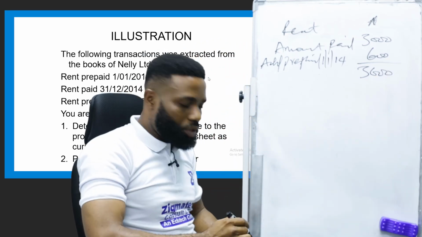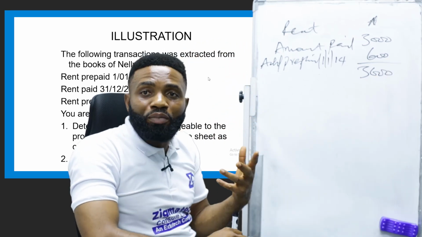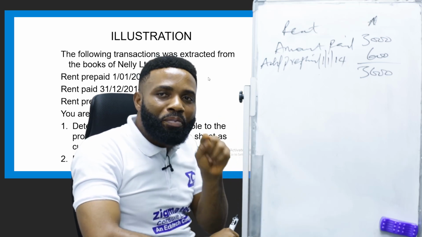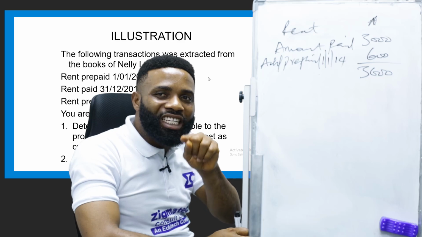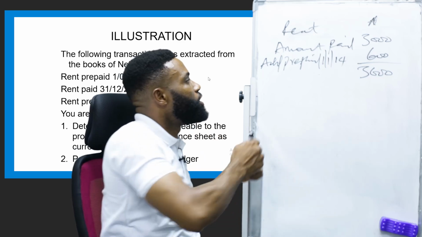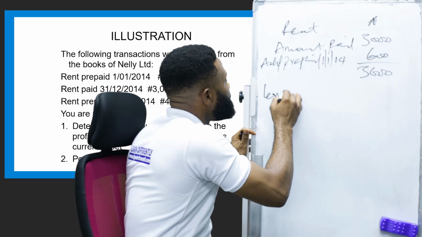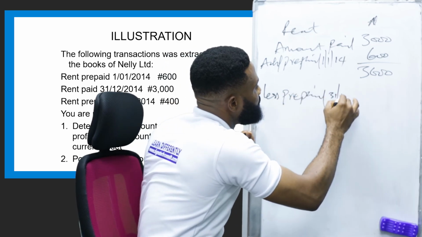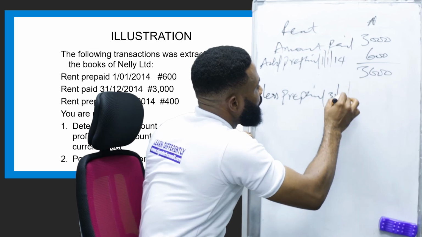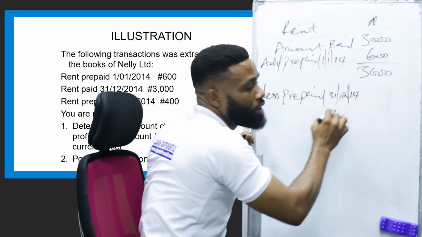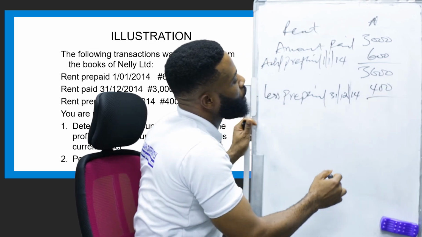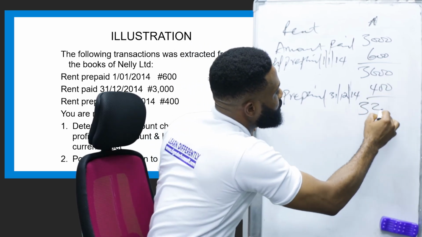And then to your rent prepaid as at 31st December, you are paying 400. That 400 is meant for 2015. So you are now going to less prepaid 31st December 2014. How much is that? 400. So what you are going to be left with is 3,200.